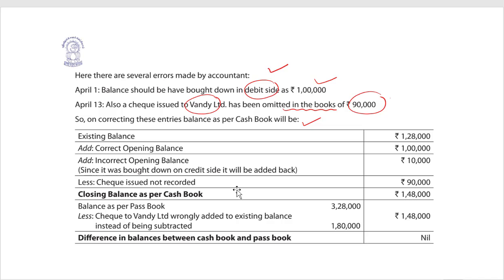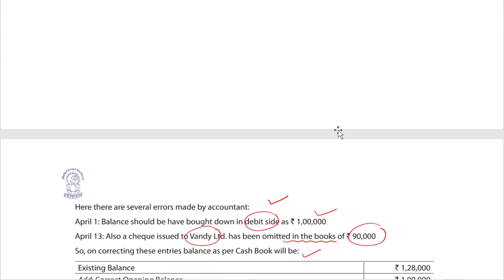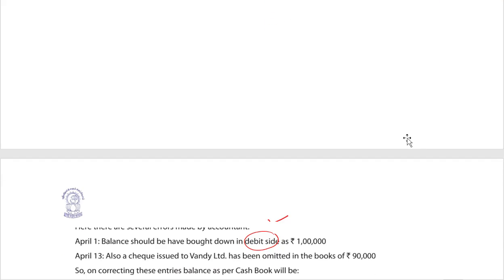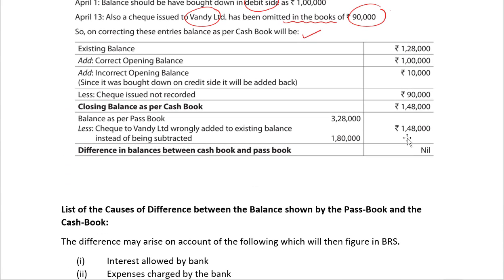1,28,000. 1,28,000 is the existing balance. This closing balance, just see it over here. We need to rectify that.